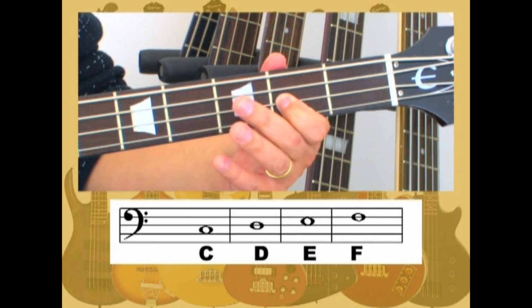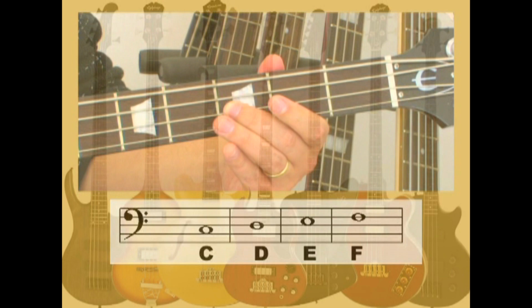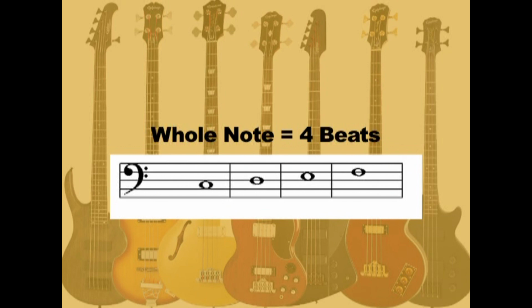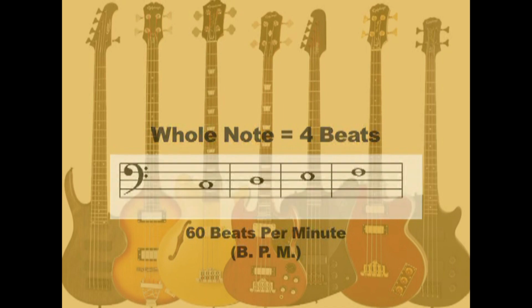C, D, E, F. The note value for each note is a whole note. A whole note is played and held for a duration of 4 beats. Our tempo will determine how fast or how slow we will count each beat. For example, let's play this melody at a tempo of 60 beats per minute, or 60 BPM.